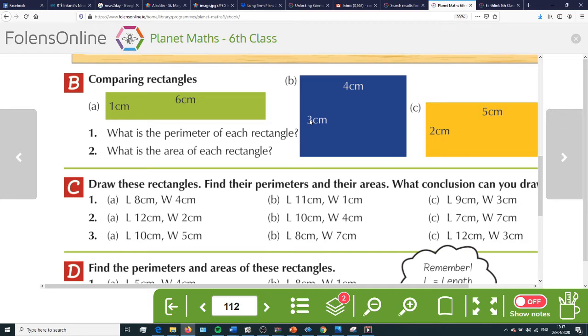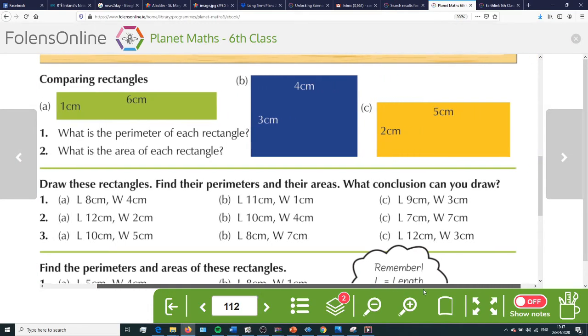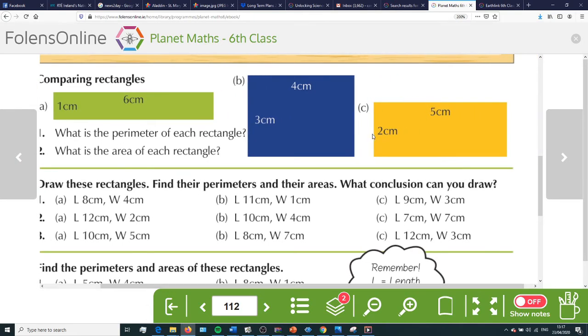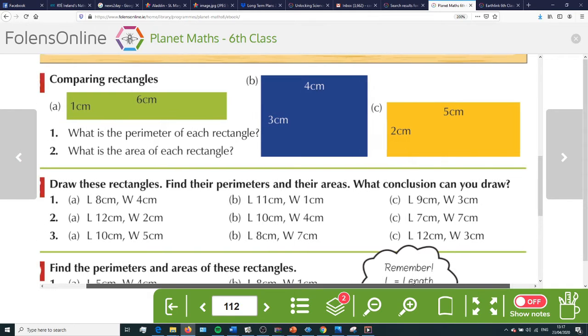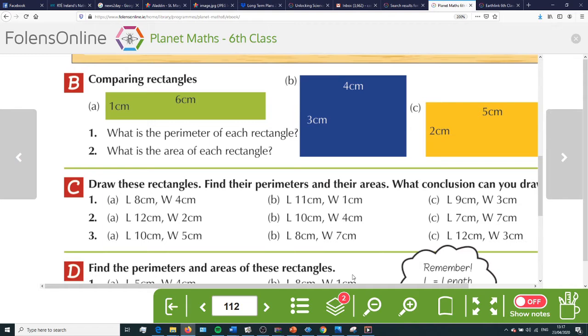So 12 centimeters squared. The last one, the perimeter, 5 and 5 is 10. 2 and 2 is 4. 14 centimeters. And then 5 times 2 is 10. 10 centimeters squared. So hopefully you got all those right. We've been doing that for a while, so I hope you got all those right.